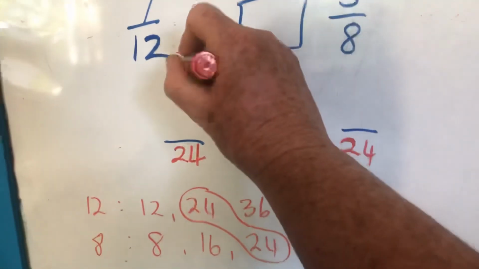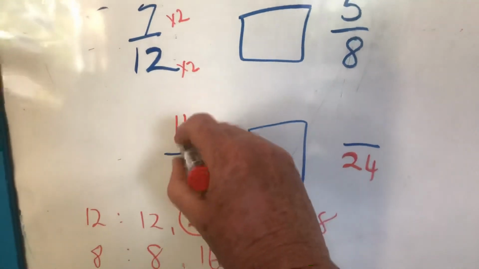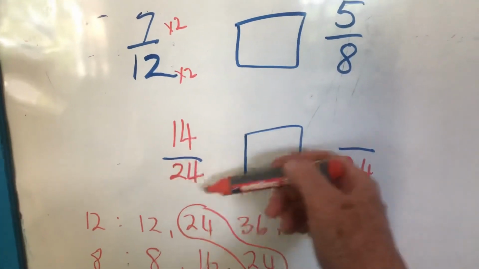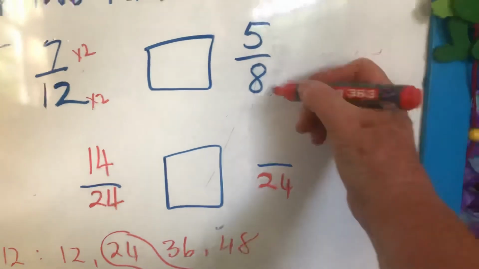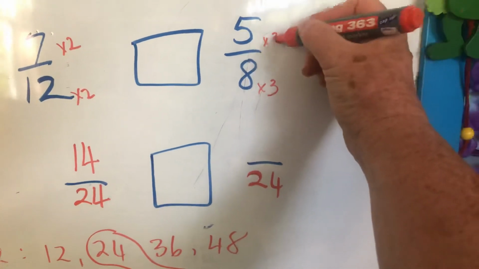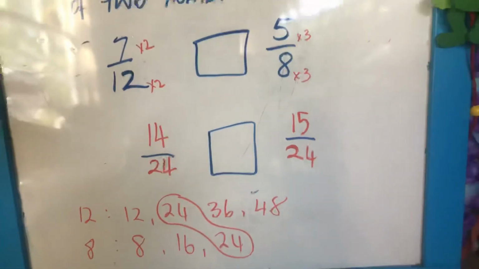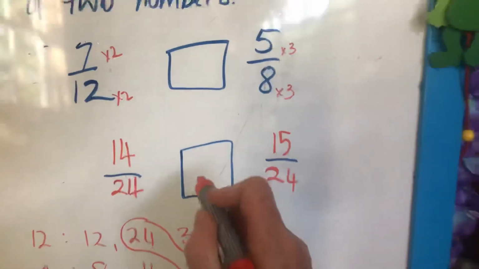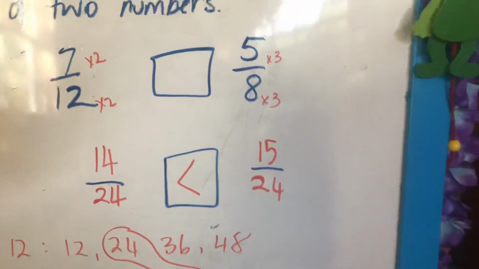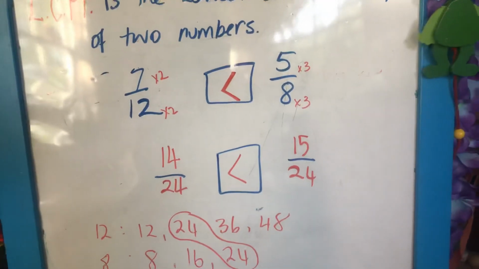12 we had to double, so we need to do the same to the top. So we have 14/24ths. So this fraction is the same as 14/24ths. Eighths we need to times by 3, so we do the same to the top. So now we can see that 14/24ths is less than 15/24ths, so we use the less than sign because it's the same up above.